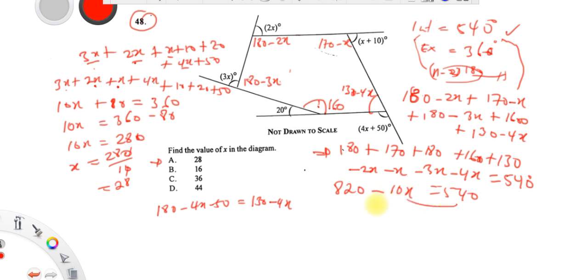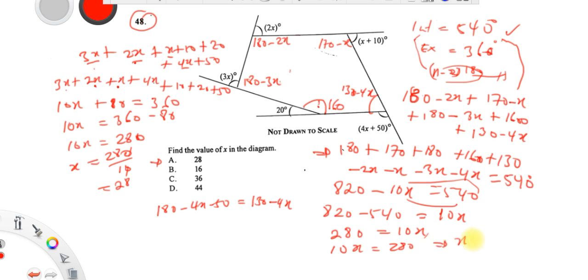Probably you want to solve. You send this one here and this one there. So you have 820 minus 540, and then this one goes across and becomes positive, so you have 10s. So 820 minus 540 gives 280. 280 is equal to 10s. You can rewrite it as 10s equals 280. So s is equal to 280 over 10. The 0 will cancel, so s is equal to 20 degrees, as we got here.